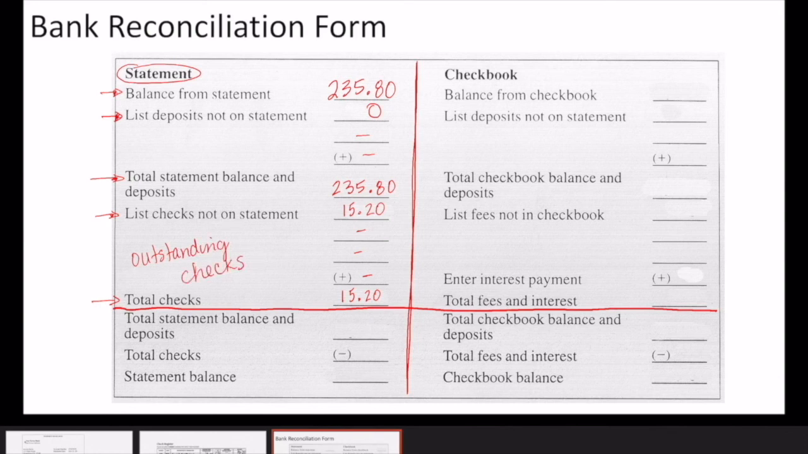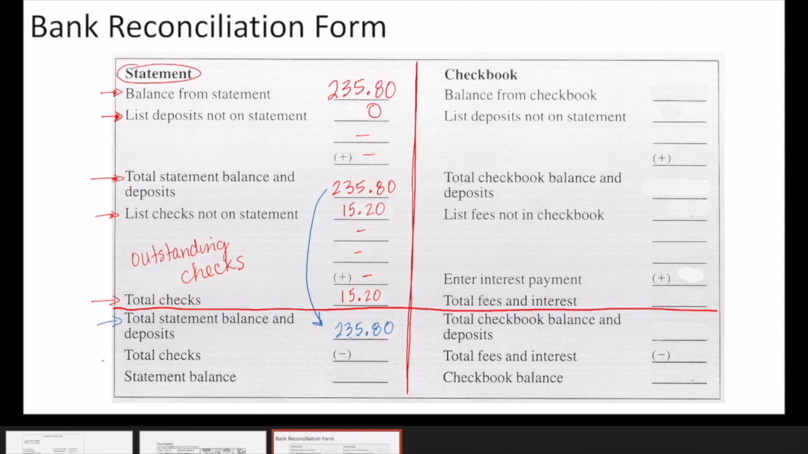Next, we're going to total it up at the bottom. So what we're going to do is just transfer numbers from the top. So it says total statement balance and deposits. So we will move this number down there, $235.80. Because remember, this bottom portion is like a summary of it.